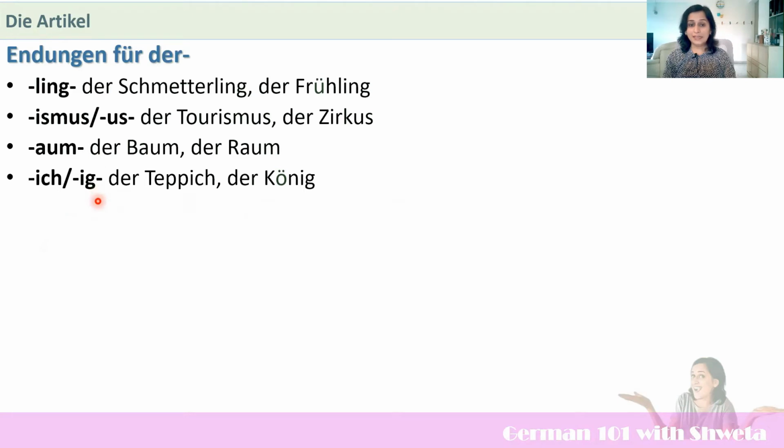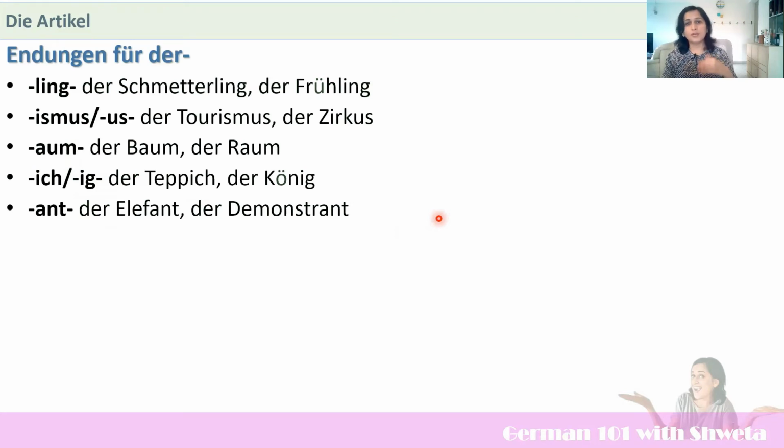Ich und ig, zum Beispiel der Teppich, carpet, der König, king. Ig in the end is also pronounced as ish. If you have seen my video on numbers, then you must have noticed that I said 20, 30, 40, 50 because that ig in the end is also pronounced as ish. Ant, zum Beispiel der Elephant, elephant. Der Demonstrant means a protester or a demonstrator. Or zum Beispiel der Direktor, der Motor.